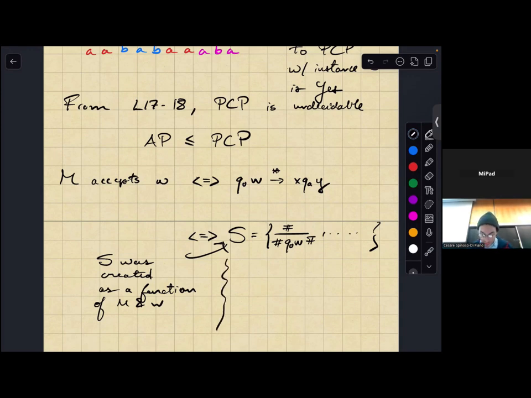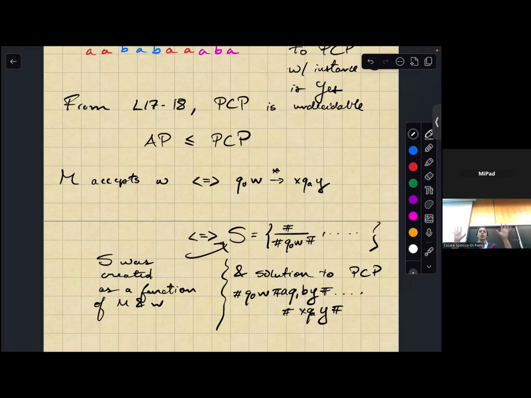So let me just write. S was created, so I wrote that, if and only if S is equal to this, and the solution to the post-correspondence problem is something like, you get the top and the bottom being the same, where that's just a simulation of the instantaneous configuration. So maybe you get q1, you get an a and a b, y here. Then you do this up until something like x, q, a, y.